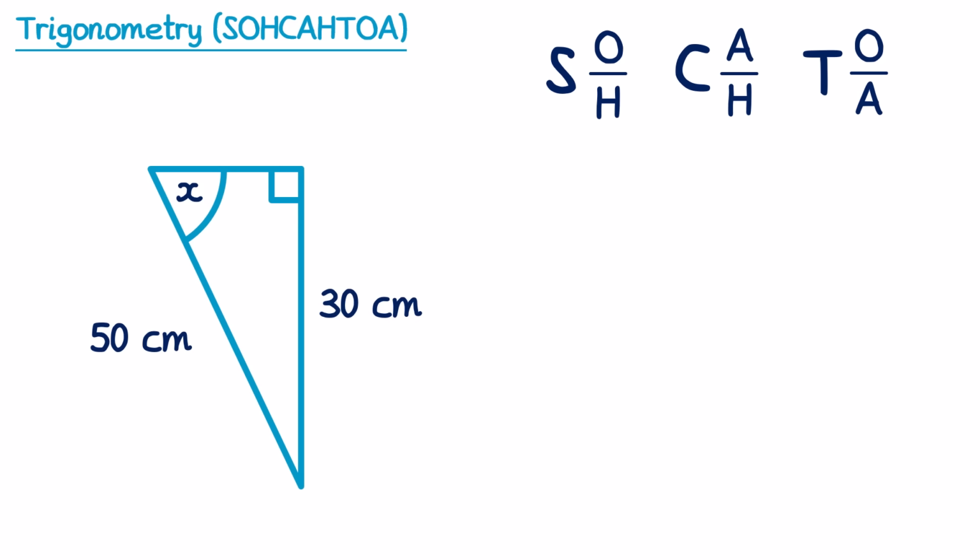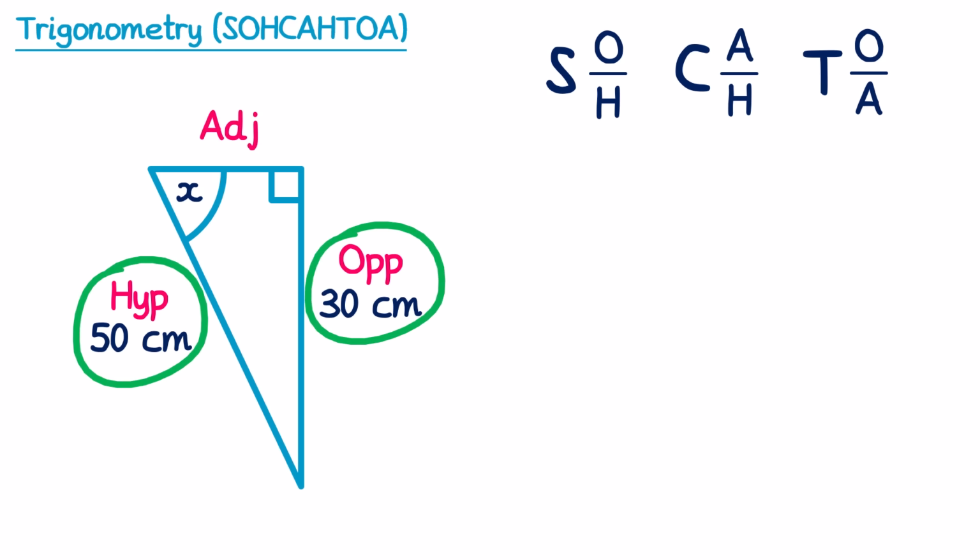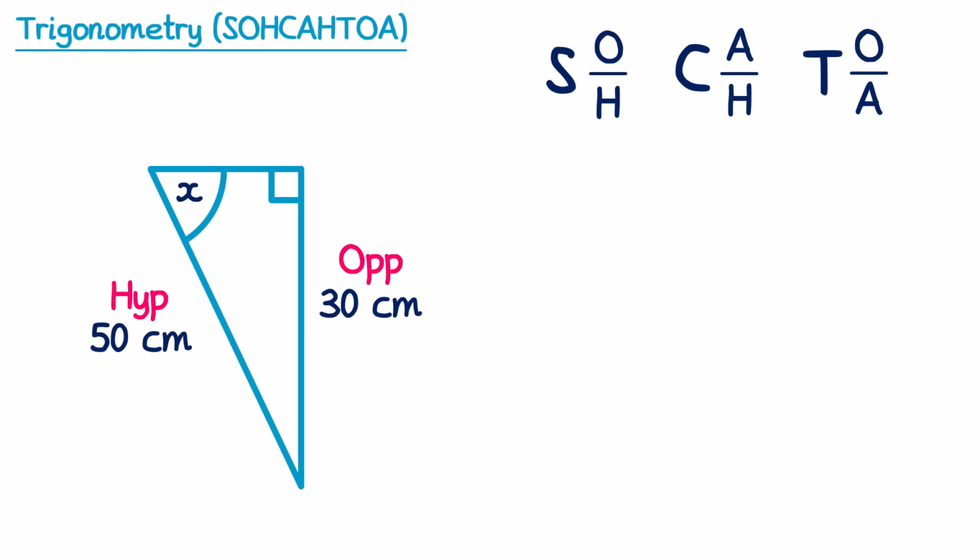We'll start by labelling the sides. This 50 here is the hypotenuse, the one opposite the angle is the opposite, and the other one is the adjacent. We have the hypotenuse and the opposite, but we don't have the adjacent, so that's the one we don't need. We're looking for the one with opposite and hypotenuse, and that one is sine. So we write sine theta is opposite over hypotenuse. The angle in the question is x, so that replaces theta. The opposite is 30, and the hypotenuse is 50. So we end up with sine of x is 30 over 50.